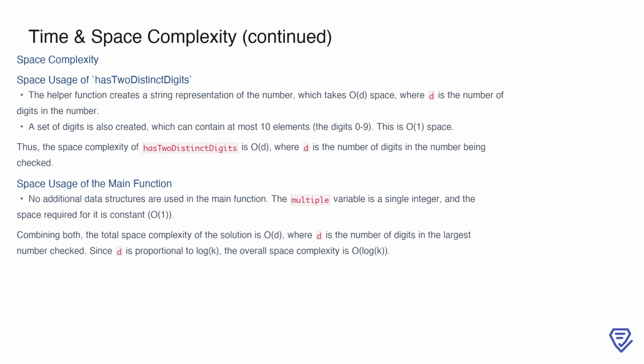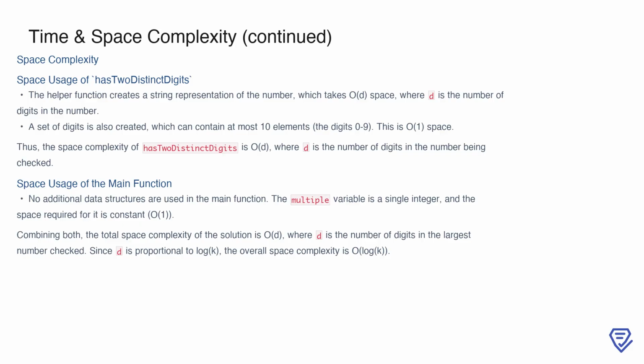Now, shifting our focus to space complexity, let's start by analyzing the has two distinct digits helper function. This function creates a string representation of the number, which requires O(d) space, where d is the number of digits in the number. Additionally, it uses a set to store the digits, which has a maximum size of 10 since there are only 10 possible digits, 0 through 9. Therefore, the space complexity of the set is constant, O(1). Combining these, the space complexity of has two distinct digits is O(d).